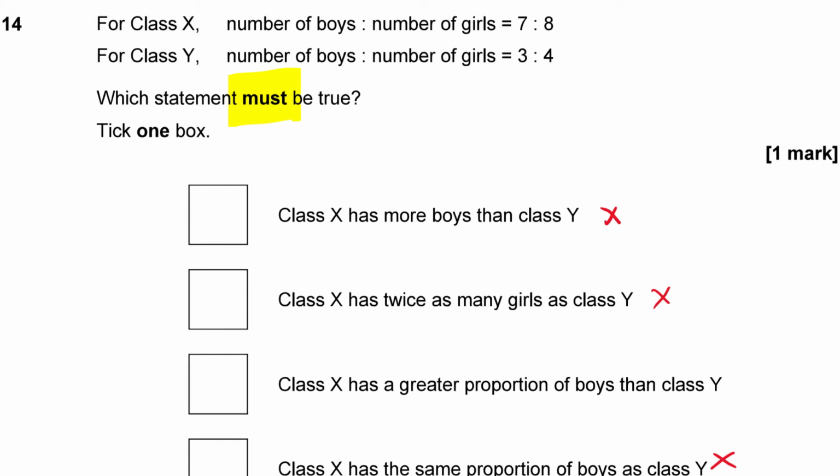Class X has a greater proportion of boys than Class Y. Yes, that is true. If I doubled up 3 to 4, I would get 6 to 8. So I've got 6 boys to every 8 girls in Class Y, and I've got 7 boys to every 8 girls in Class X. So proportionately, there are more boys in X than Y. So that one is always true. So I'm going to put my tick there.